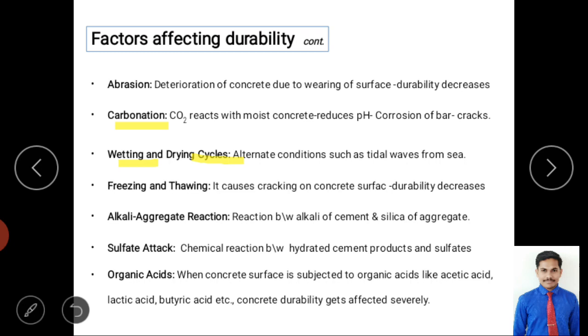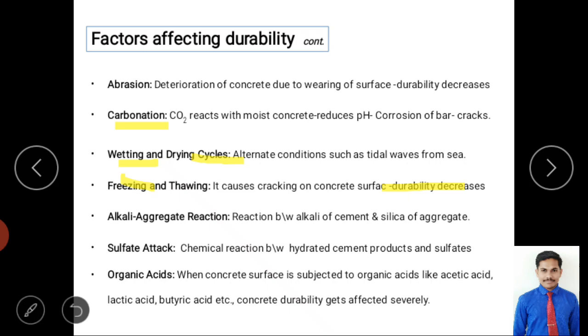Next is freezing and thawing. Freezing means low temperature. So due to this action, cracks will take place in the surface of concrete. So due to freezing and thawing, it causes cracking on the concrete surface, and when you have cracking on the surface, definitely durability reduces.